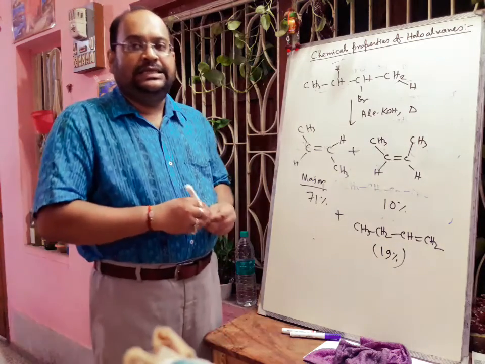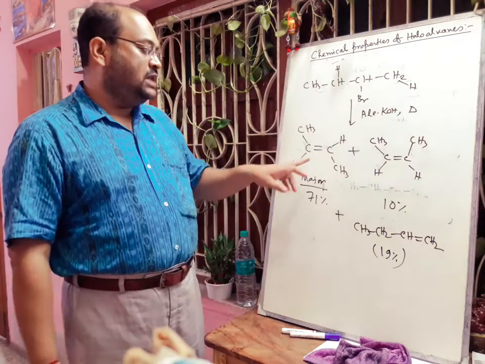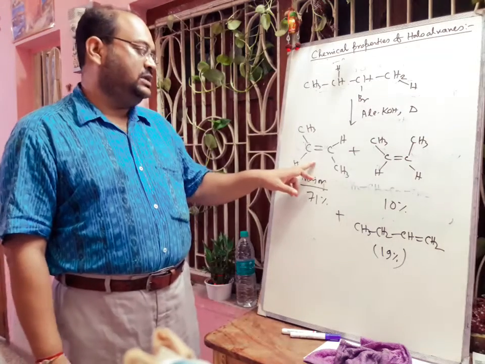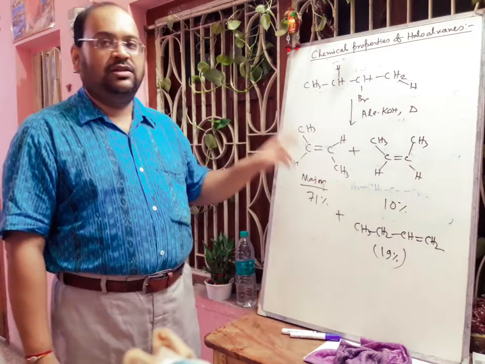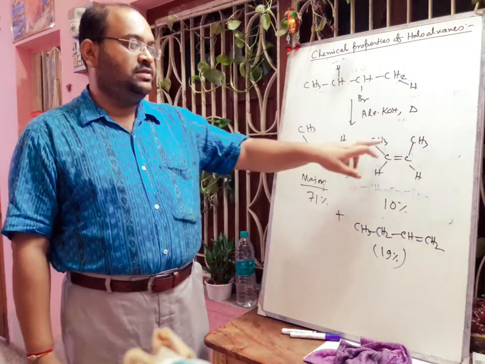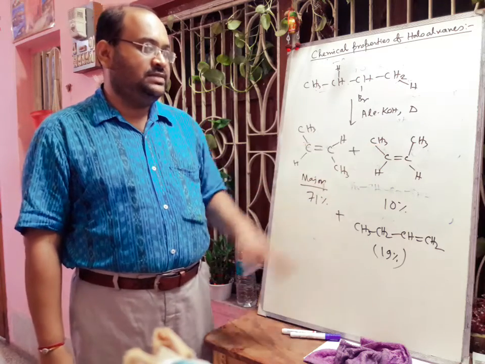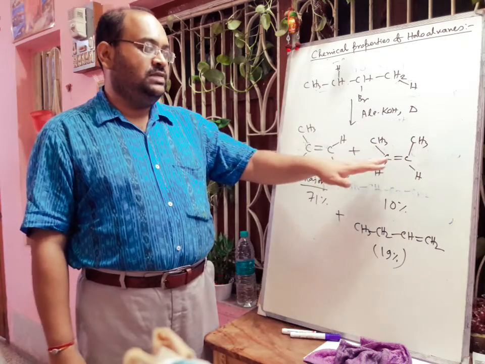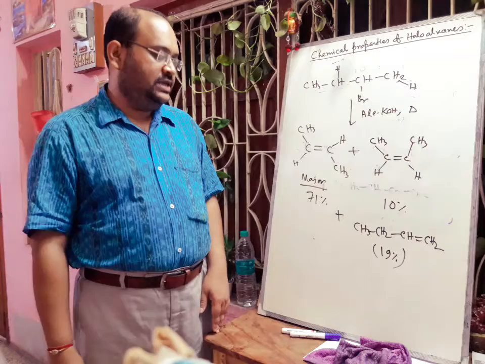So from here we can easily understand that the trans isomer will be the major product, as the two methyl groups are on opposite sides, so there will be less steric hindrance. But in the case of cis, the two methyl groups are on the same side, so the stability of this type of alkene is very low.